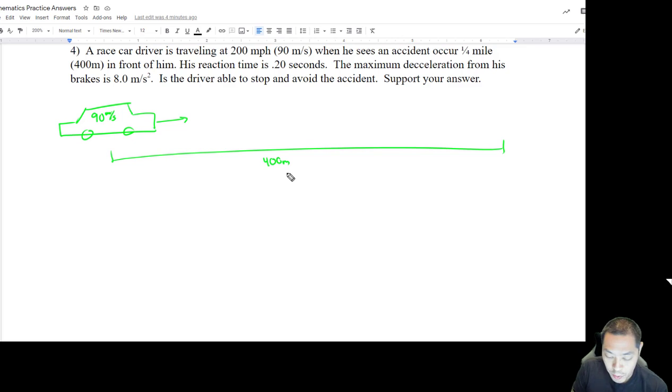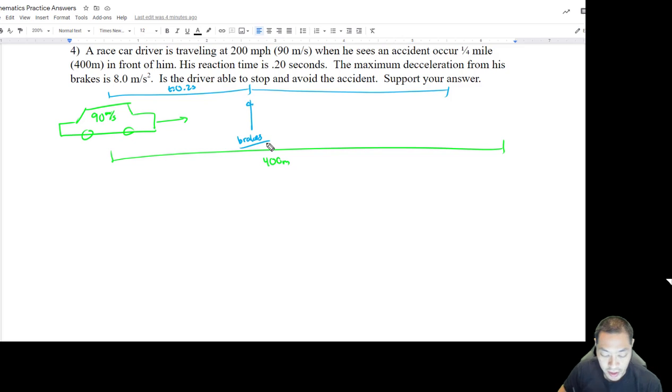Okay, his reaction time is 0.2. So this is the first part of the problem. His reaction time is 0.2 seconds. So that means it took him that long just to push down on the brakes. So, or she.